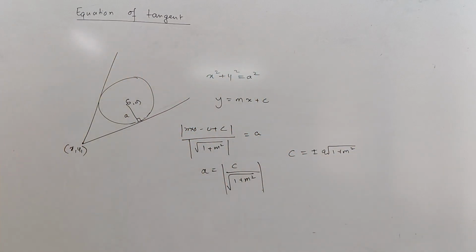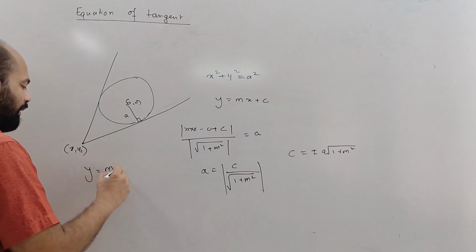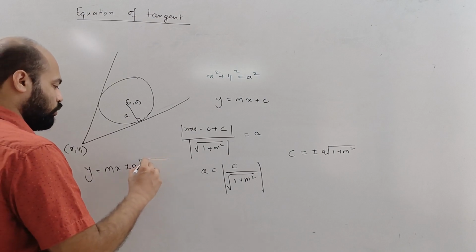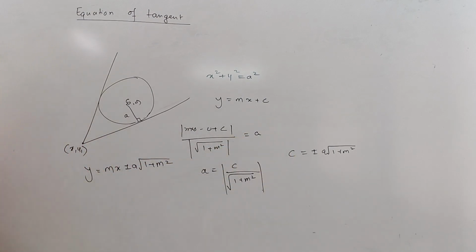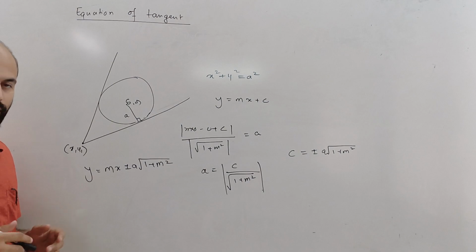That means the equations of the two tangents are going to be y equals mx plus minus a root 1 plus m square. So I'm substituting this over here. Now plus is going to correspond probably to this tangent, minus is going to correspond to the other tangent. It can be the other way around also, but plus will correspond to one tangent, minus will correspond to the other tangent.